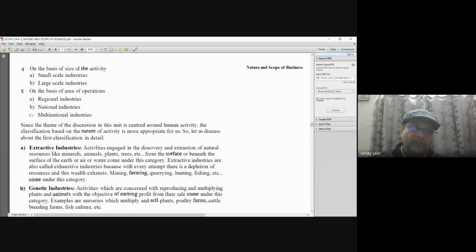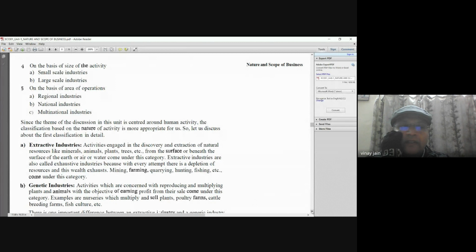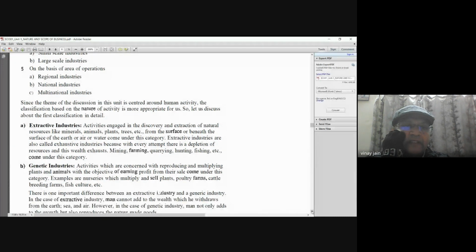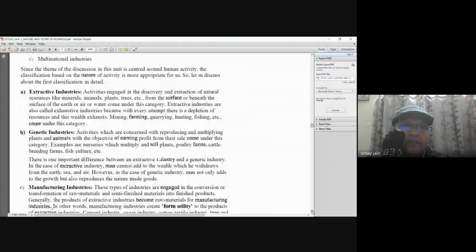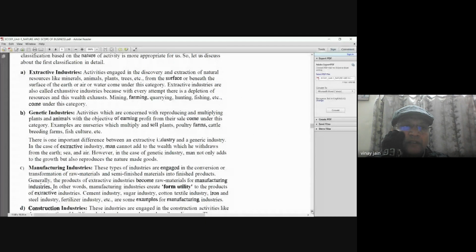This classification is going to be important, because extractive industry may be small, may be large, may be regional, may be national, may be multinational. Again, this extractive industry can be further subdivided into different categories. The same thing is with genetic also. Therefore, the first classification is supposed to be discussed.